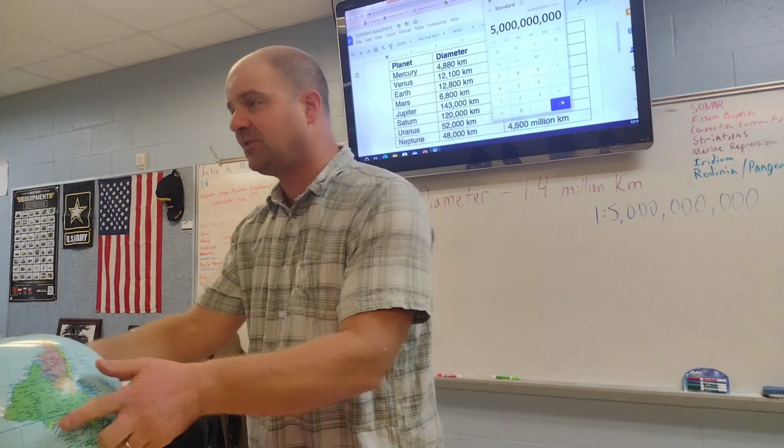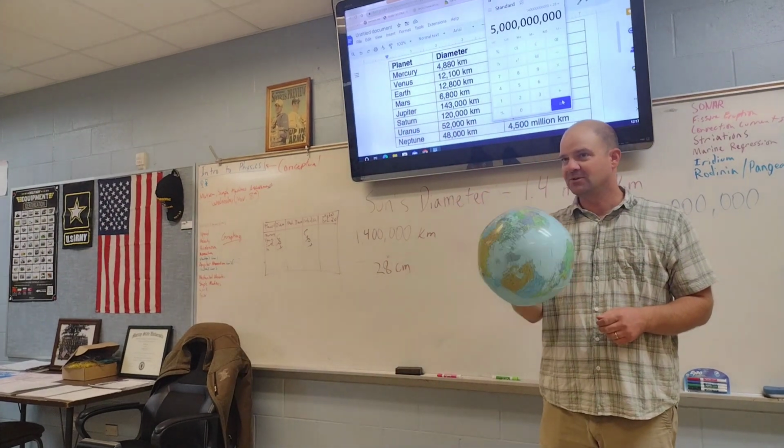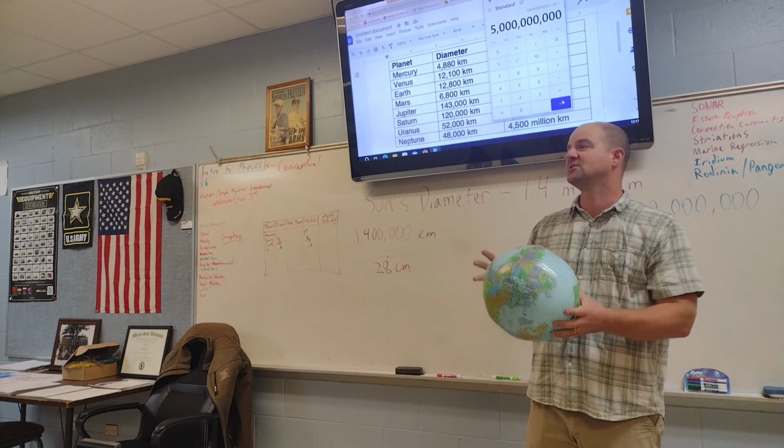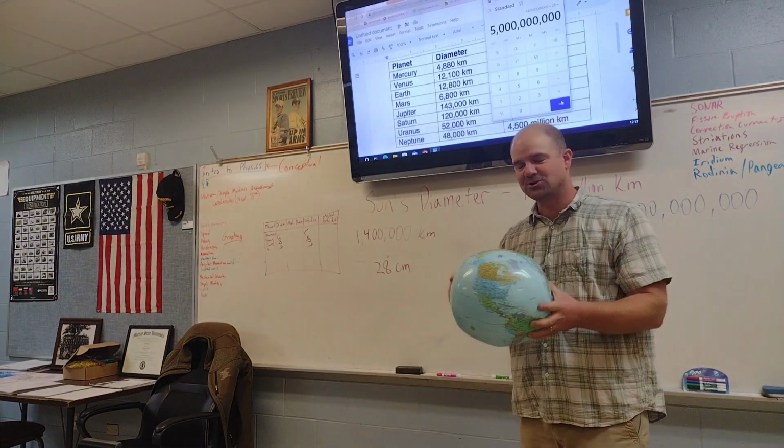Again, in other words, our beach ball is 1 billionth the size of the sun. Or flip it around, the sun is 1 billion times bigger than this ball. Does that make sense? Or 5 billion, excuse me. All right, next thing we got to do.